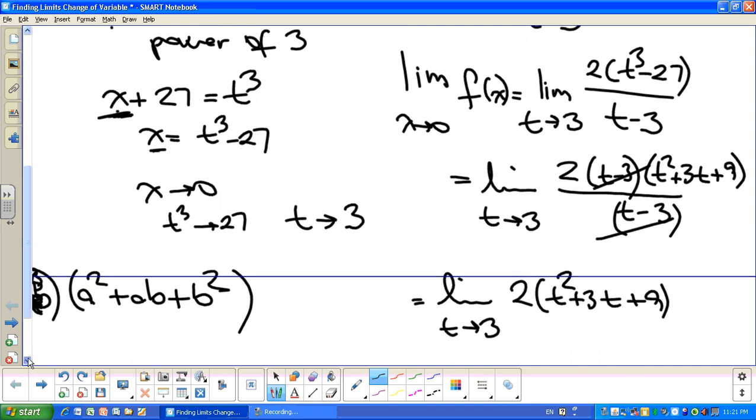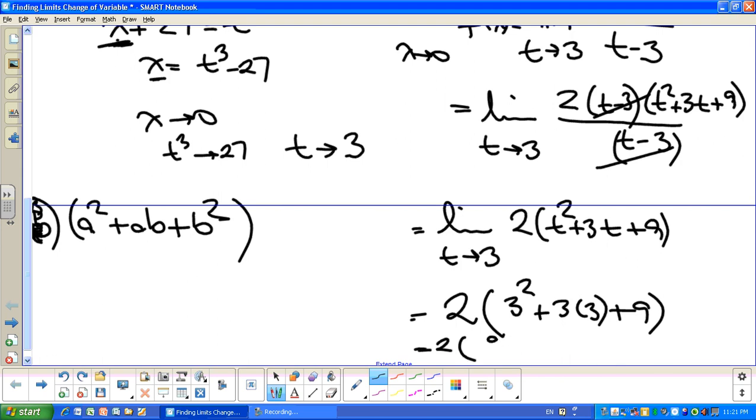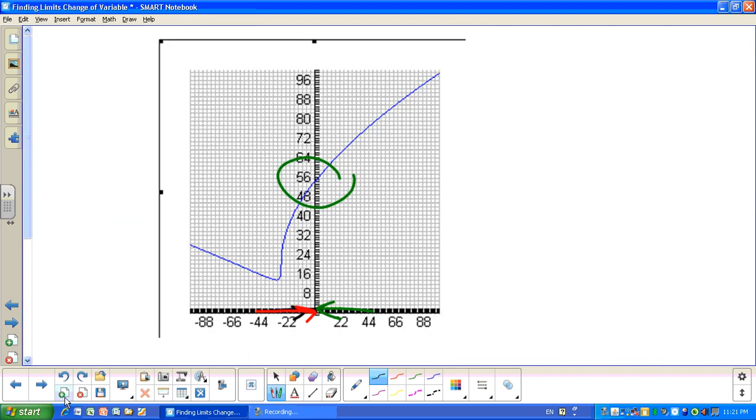So it's gonna be, no more limit, I'm gonna evaluate my limit. It's gonna be 2 times (3 squared plus 3 times 3 plus 9). So it's gonna be 2 times (9 plus 9 plus 9), 2 times 27, 54. A result that makes sense in the context of our graph. Yes, both from left and right, my function will approach 54. Done.